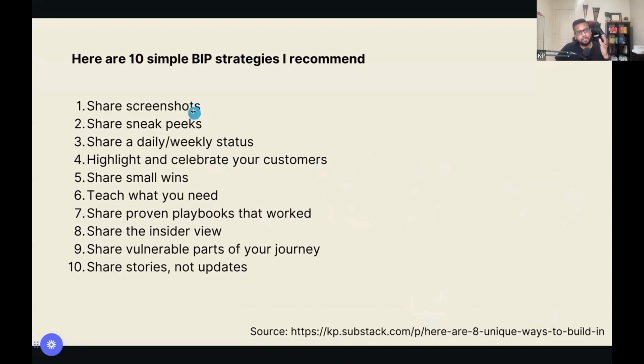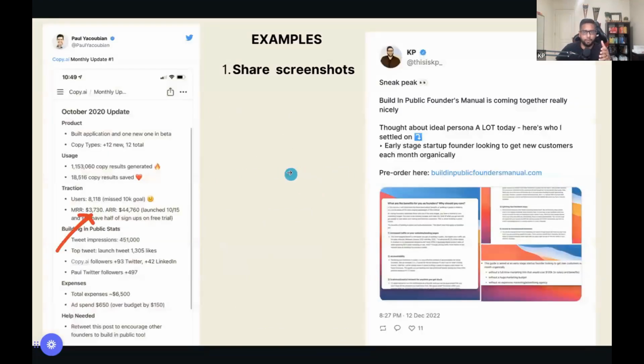But these are the 10 simple BIP strategies I recommend. I think there's 25, 30 if I really pause and think about it, but these are the smallest low-hanging fruit ones. So let's go through a few. I'm not going to go through everything in lieu of time, but let's do simple ones like create screenshots, right? There's something so magnetic about looking at somebody else's screenshot. I cannot put a finger on what it is, but I love that. I'm sure many of you feel the same.